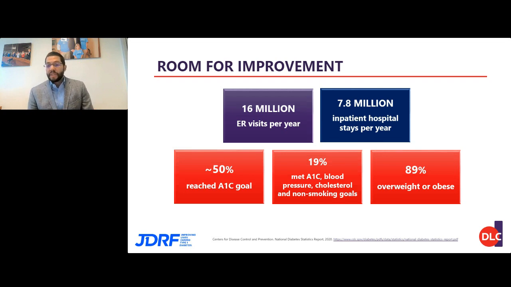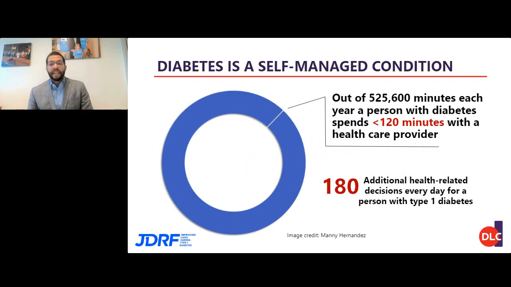We're also not achieving some of the key metrics that we look for in good glycemic control and good management of someone's diabetes. So roughly 50% of folks are reaching their A1C goals. Less than 20% are meeting A1C, blood pressure, cholesterol, and non-smoking goals. Those all go hand in hand with complications. And roughly 90% of folks with diabetes are overweight or obese. So we've got a lot of room for improvement here within the system. And certainly improving on these improves the lives of those living with diabetes, but also points us in the right direction to save money for plans.